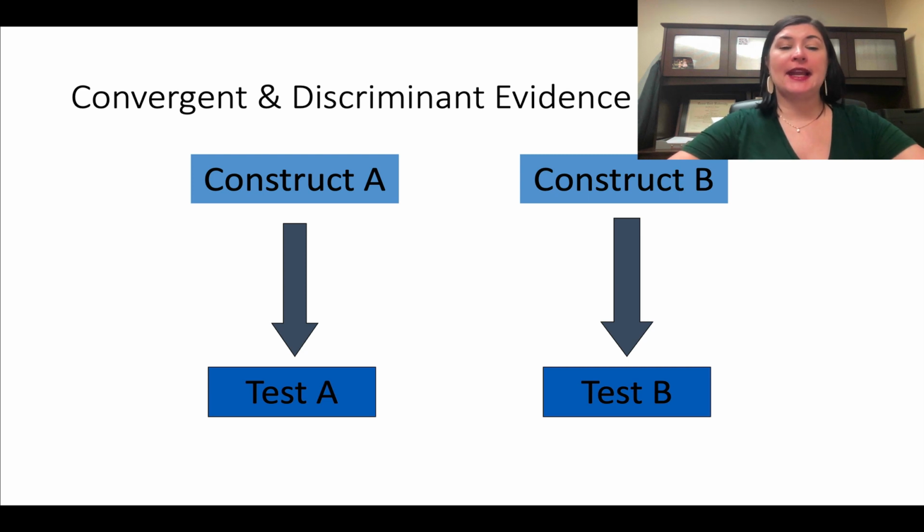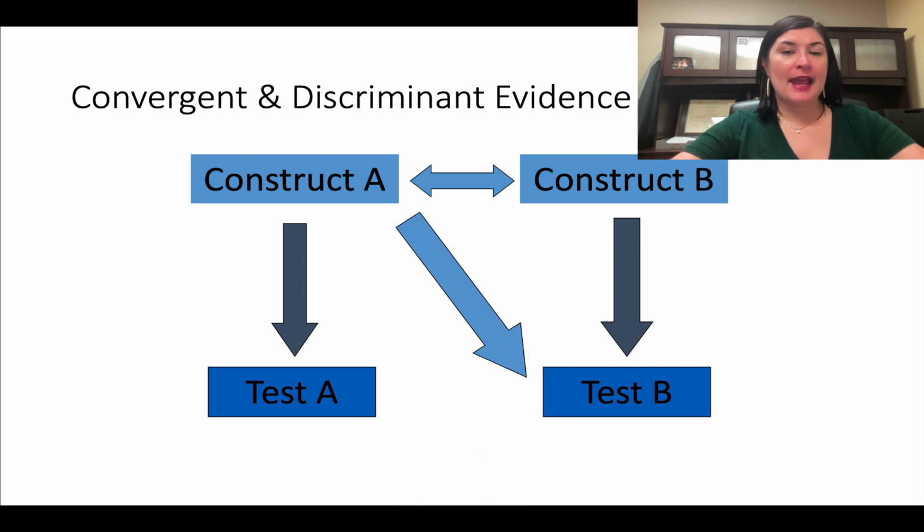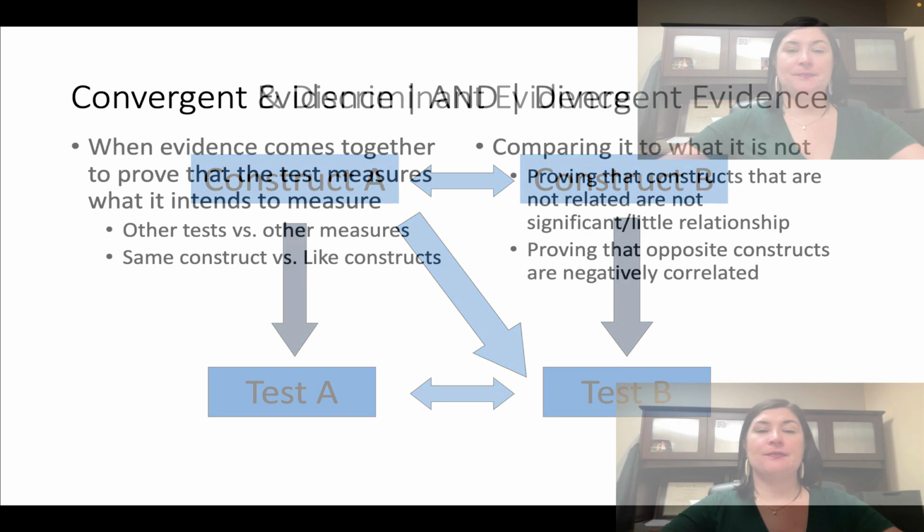Convergent and discriminant evidence is, does construct A, is construct A answered in test A? And is construct B answered in test B? Then we're looking at the difference between construct A and construct B, as well as, does construct A have a relationship with test B? And what is the relationship between test A and test B?